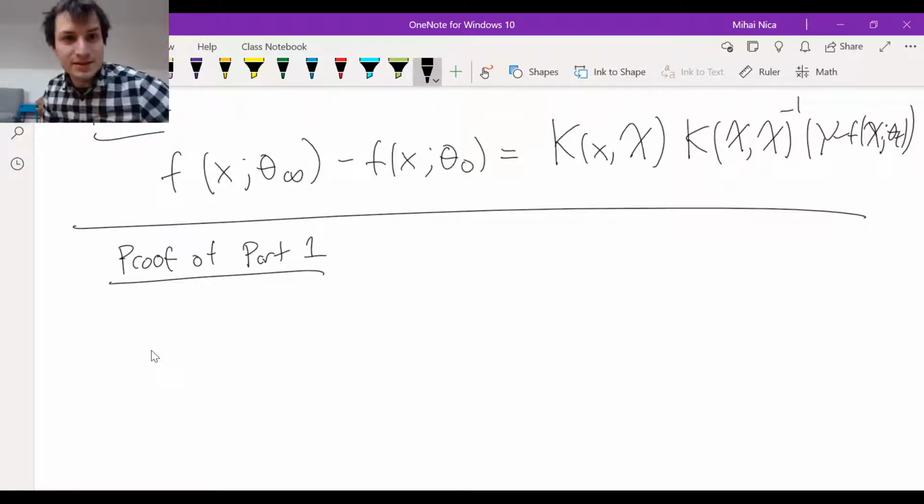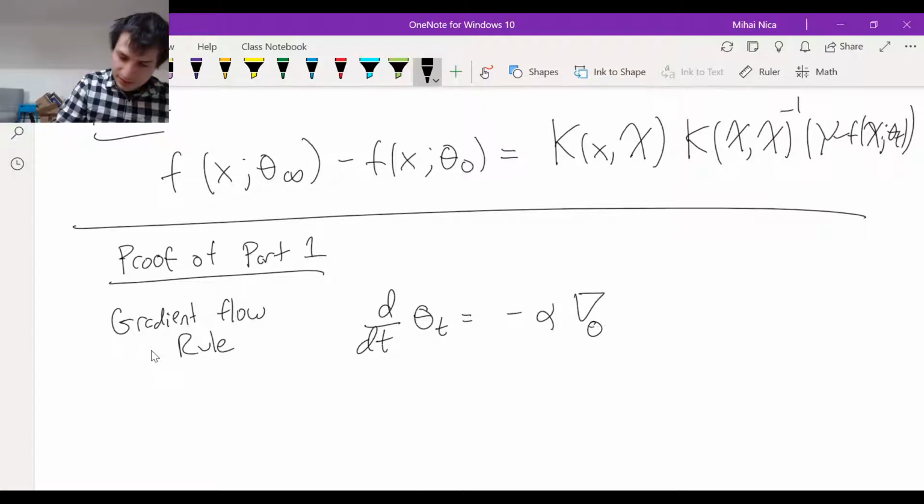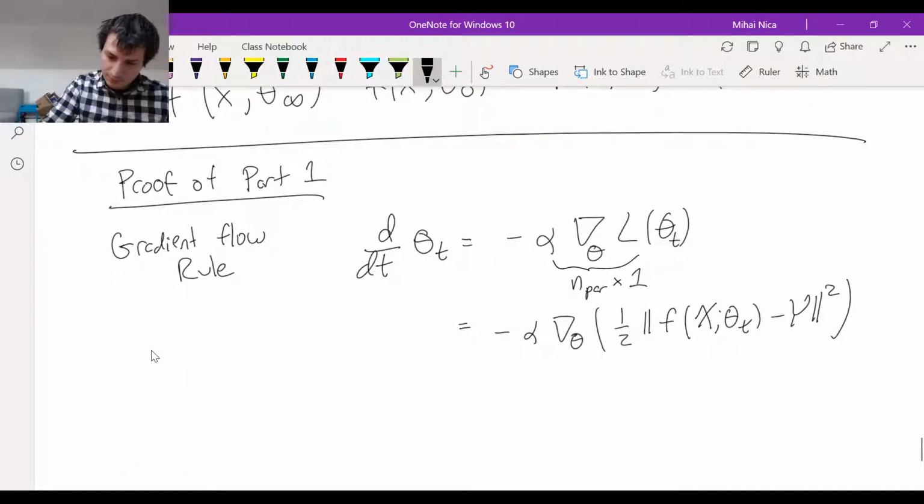So the starting point is the loss function and the gradient flow rule. So the gradient flow rule is this, the derivative of theta t is the gradient of the loss. And I'm going to be careful with my dimensions here. So this is an n par by 1 vector. And when you write down the formula for the loss, that is this, 1/2 the norm of f of x theta t minus y squared. This is at time t. N par by 1 vector.